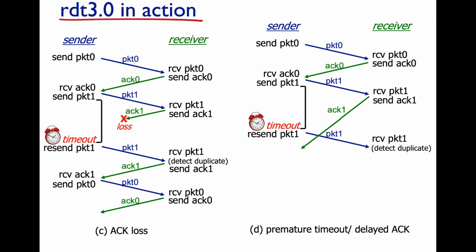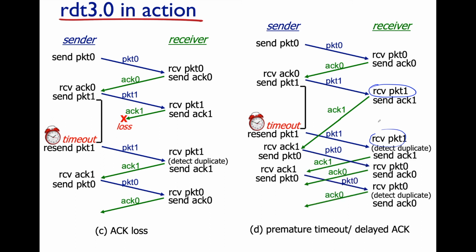On the receiver side, it got a duplicate copy of packet 1. It detected this duplicate and did not deliver it. It delivered it to the application layer above the first time it got packet 1, but not the second time, because it was no longer expecting to see a packet with sequence number 1. So it was a duplicate packet that the receiver got at this juncture, and it did not deliver it. It detected that duplicate. But what it did do is say, let me send an ACK for packet 1 because you must not have gotten the ACK that I sent you.